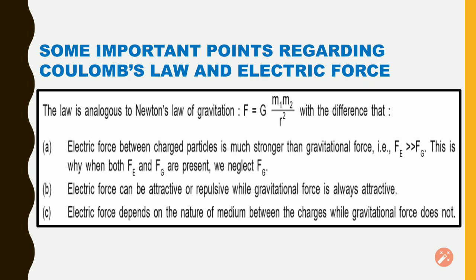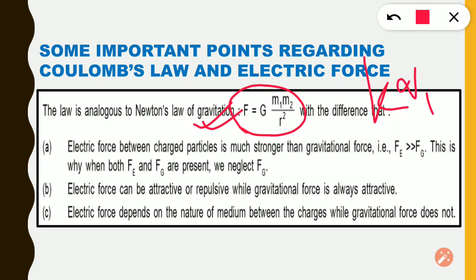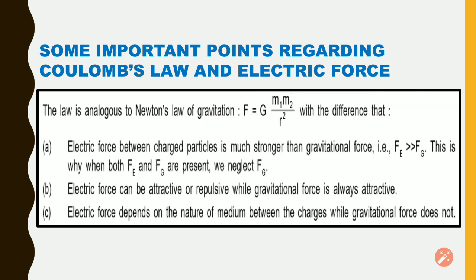Now we are going to compare Coulomb's law with Newton's universal law of gravitation. There are 3 points of comparison. One is this formula; we have already discussed that this is very similar to Coulomb's law. This is Newton's universal law of gravitation, and it is very similar to K into Q1 into Q2 by R square. So they are very similar, but there are differences too.